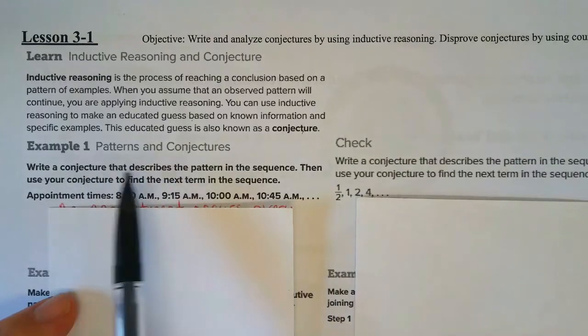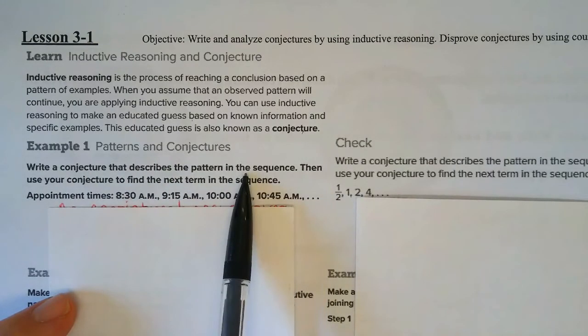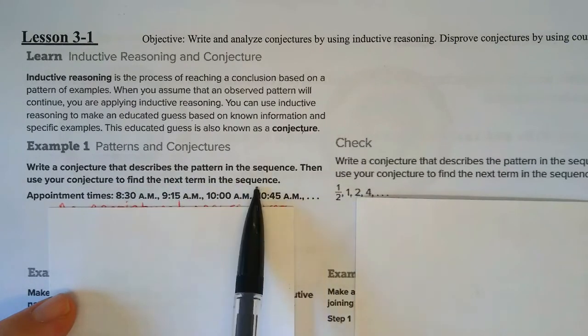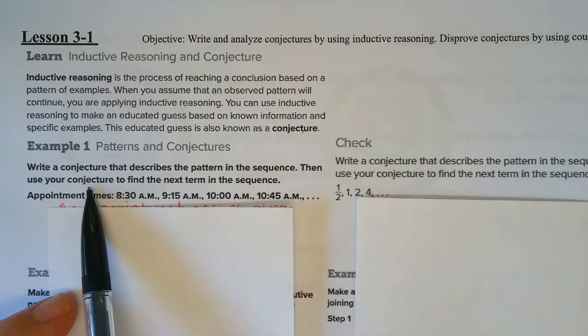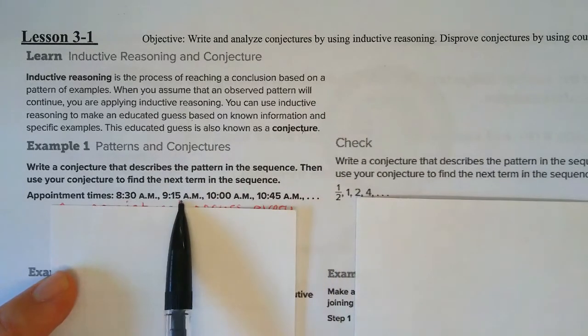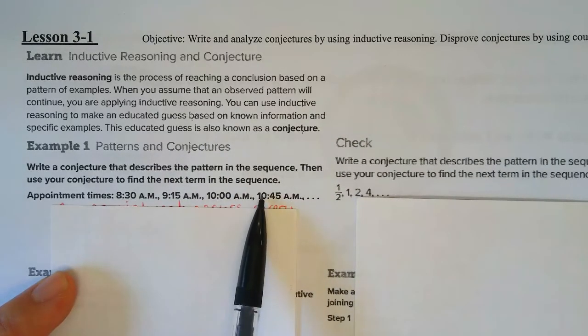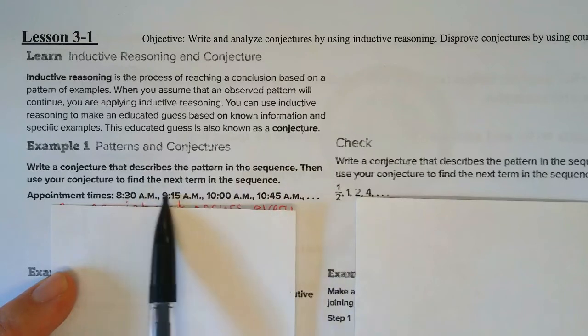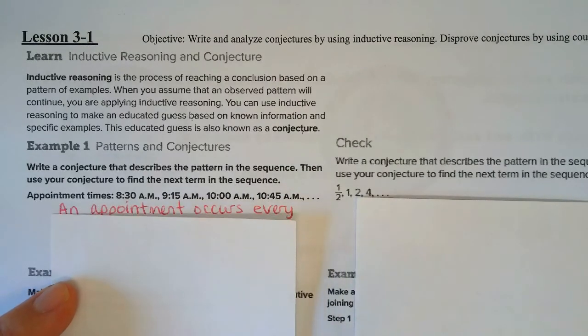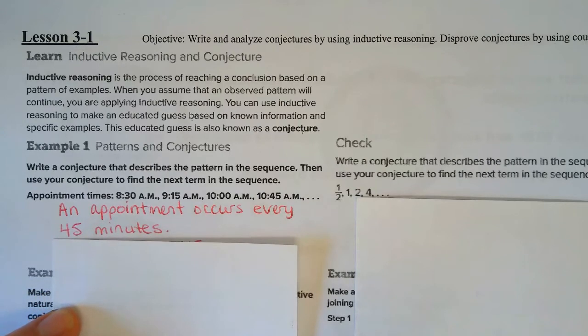Example 1, we're going to write a conjecture that describes the pattern in the sequence. Then we're going to use our conjecture to find the next term in the sequence. Remember, conjecture is just an educated guess based off a pattern of events. So my appointment times that we see are at 8:30 a.m., 9:15, 10, and 10:45. So I'm looking for a pattern. As I look at these, I see the pattern is there's an appointment every 45 minutes.